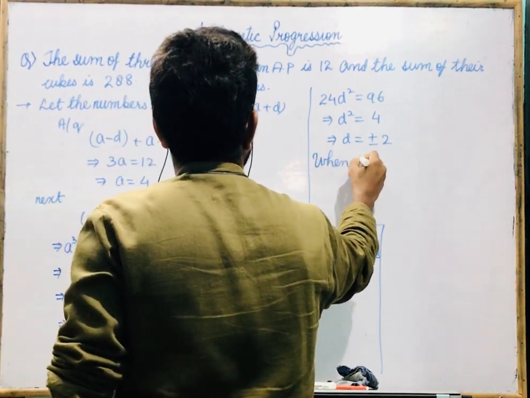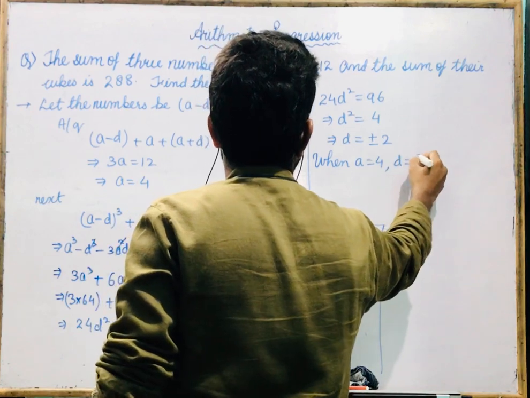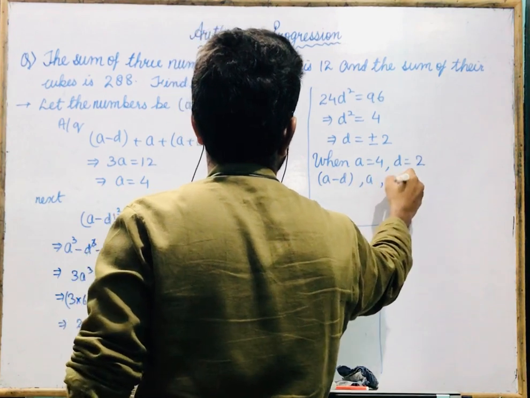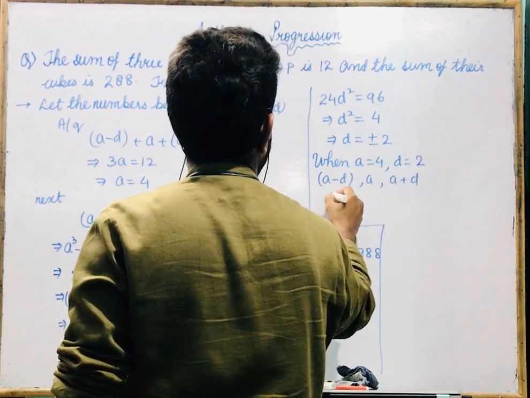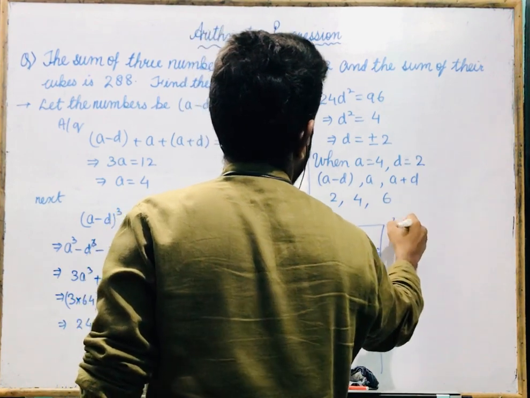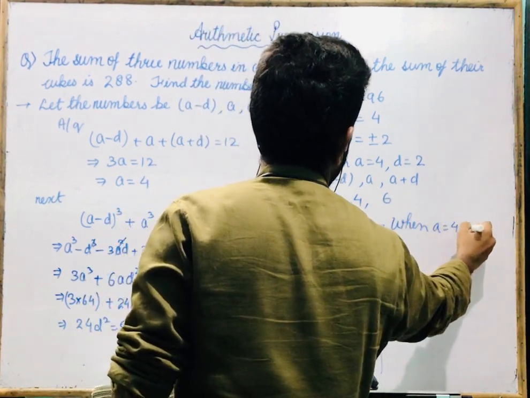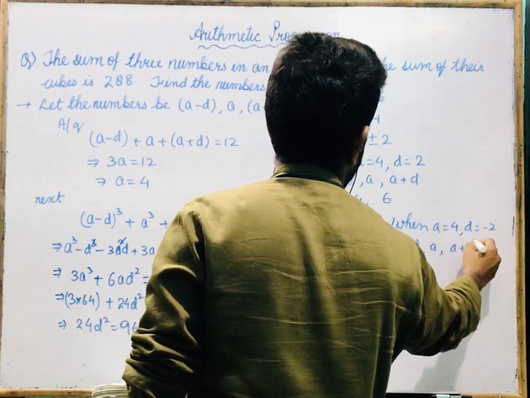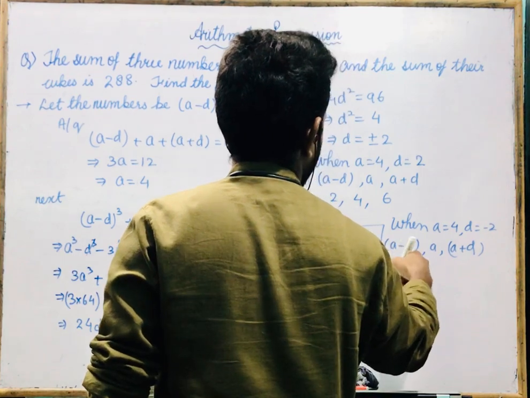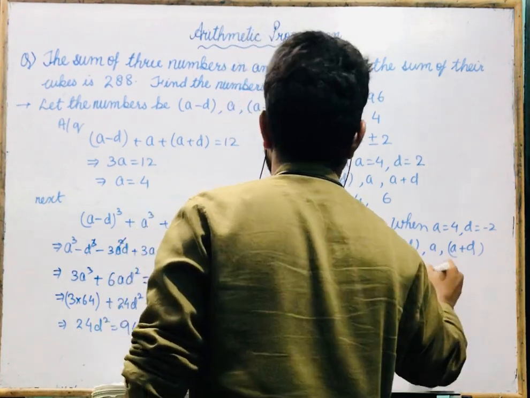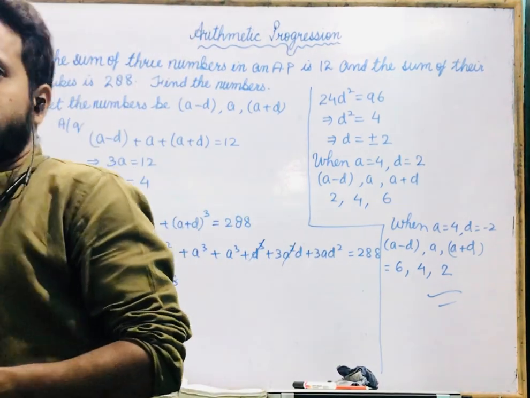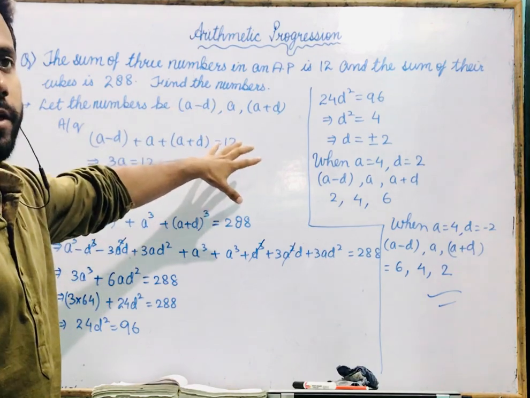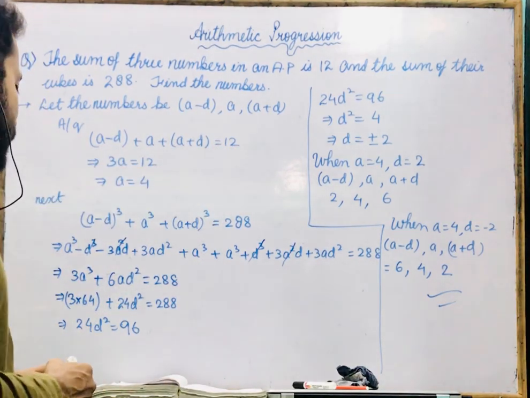When a equals 4 and d equals 2, the numbers are a minus d, a, a plus d, so 4 minus 2, that is 2, 4 and 6. When a equals 4 and d equals minus 2, it is 4 minus minus 2, that is 6, 4 and 2. Is this clear to everyone? Have you understood it? Okay, so this we have done.